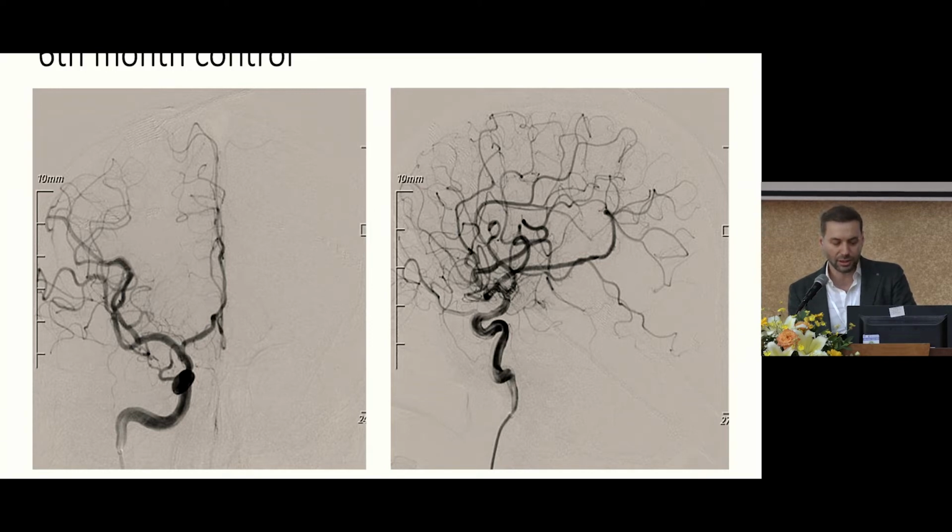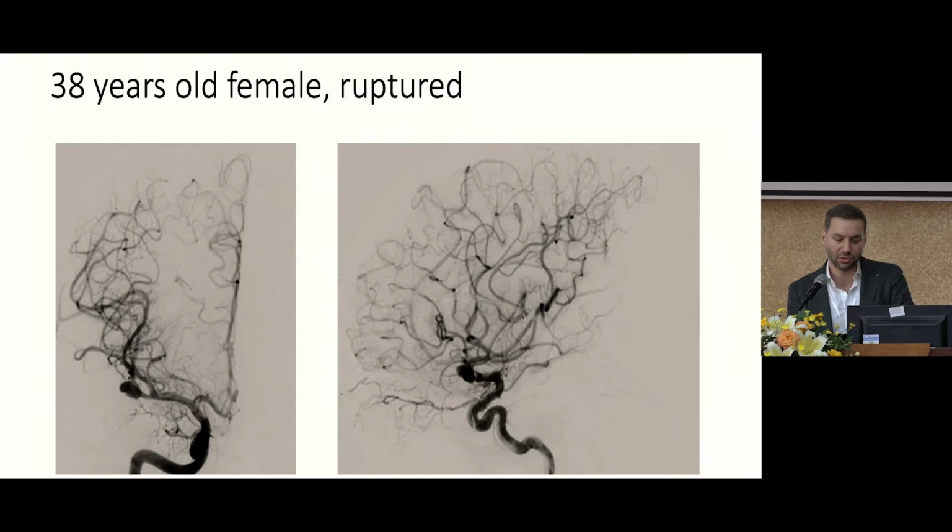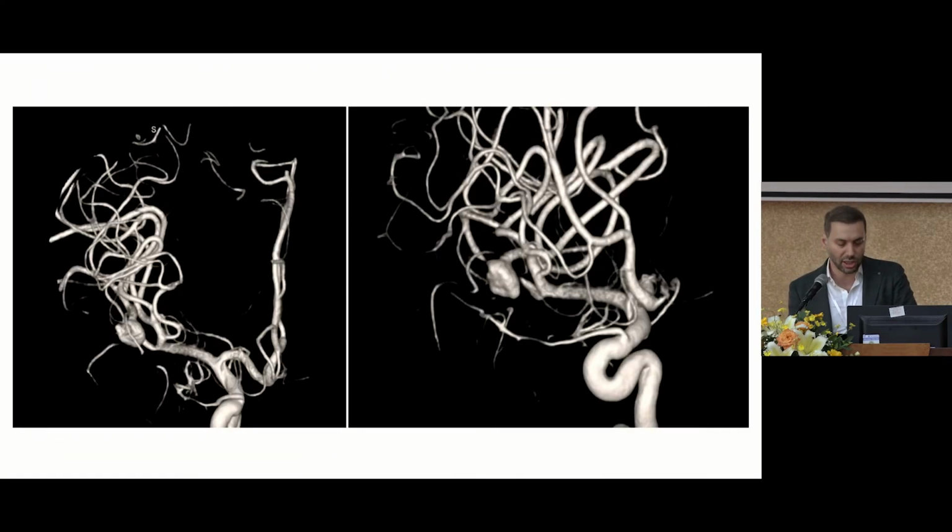So another patient, this time not very distally located, was a ruptured one. The underlying pathology in this patient was dissection, because here you can see 3D images. The entry and the exit of the vessel of the aneurysm is diseased because the underlying reason was the dissection. So what we decided to do in this patient is to place a flow diverter stent.